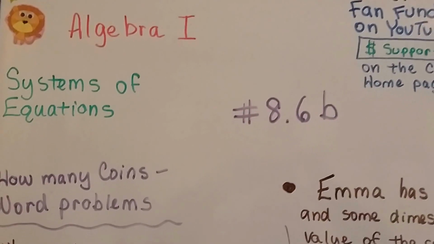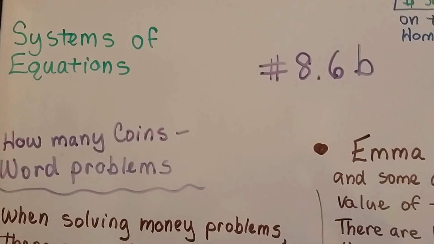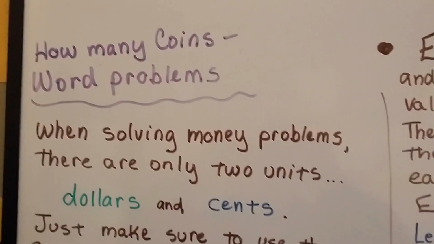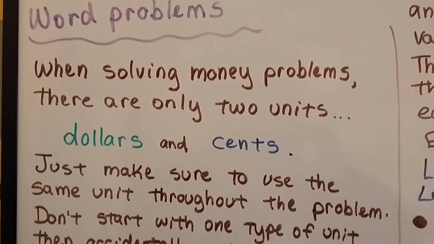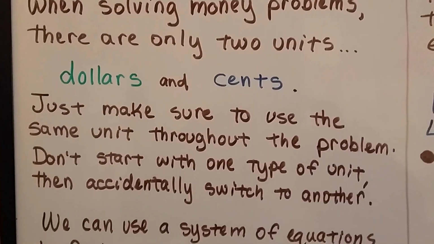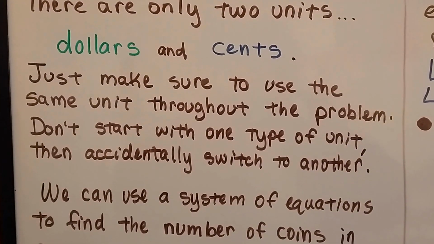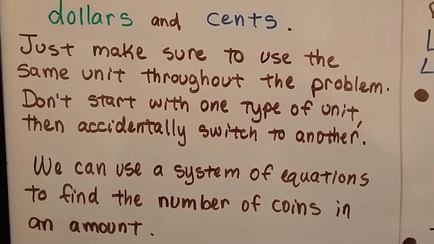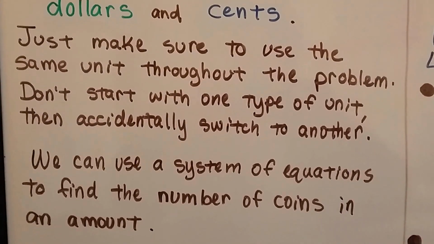Algebra 1, 8.6b. We're doing systems of equations, and these are word problems for how many coins. When solving money problems, there's only two units, dollars and cents, if you're in the US. Just make sure to use the same unit throughout the problem. Don't start with one type of unit and then accidentally switch to another.